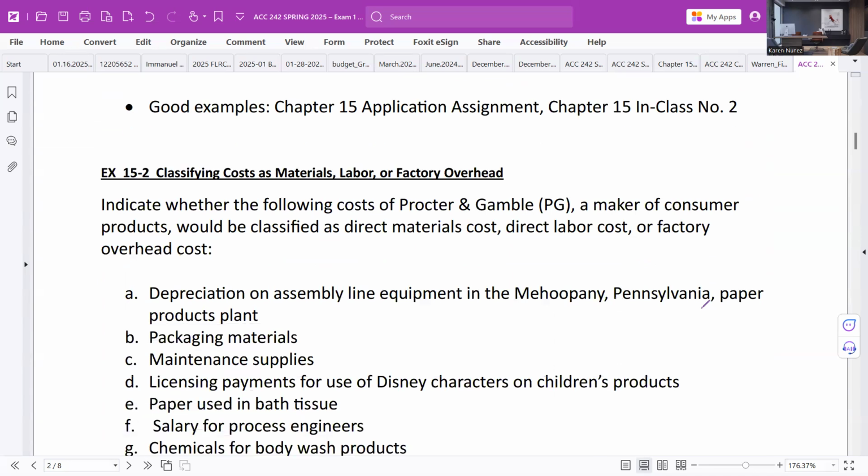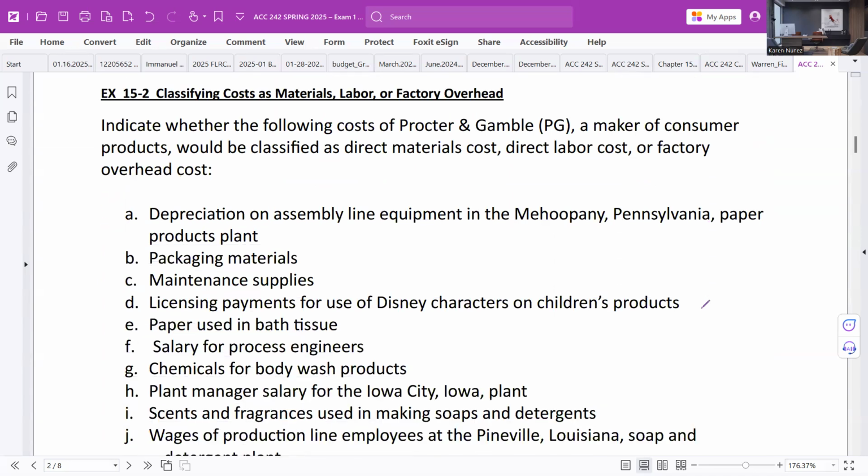So let's just talk through a few examples that you want to be able to think through, work through, and make sure you understand. In exercise 15.2, you have to classify these costs as either materials, labor, or factory overhead. Remember, when we have manufacturing costs, they have to fall into one of these three categories. They're either the direct materials that we can trace and we choose to trace, or the direct labor, that touch labor that we can trace and we choose to trace. And then the factory overhead is everything else that's related to manufacturing, but not materials and labor.